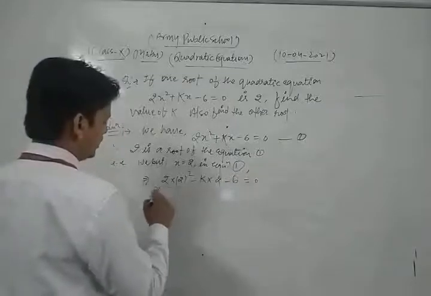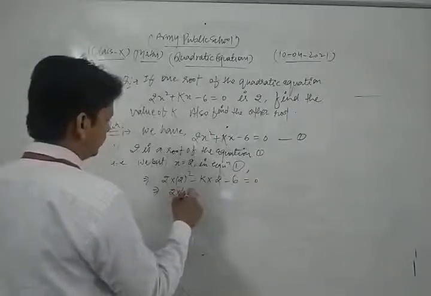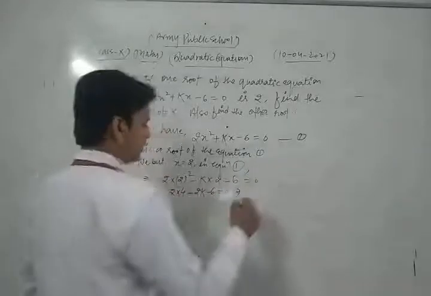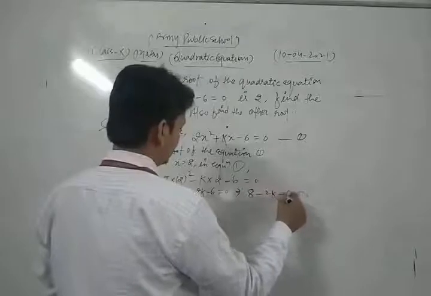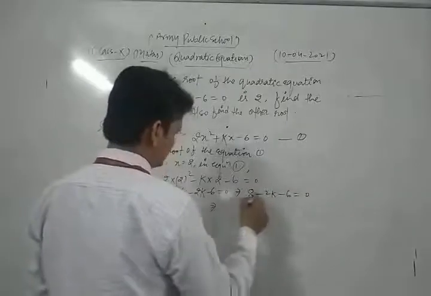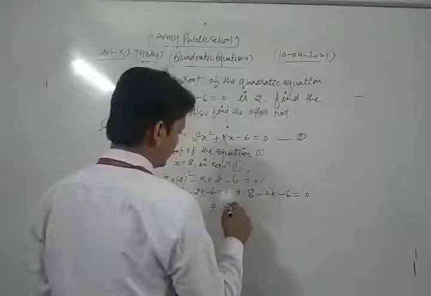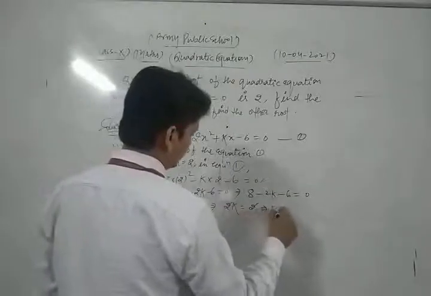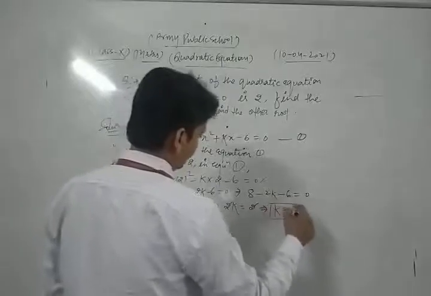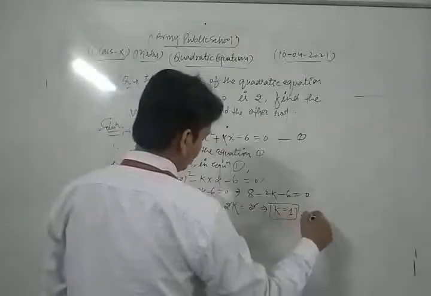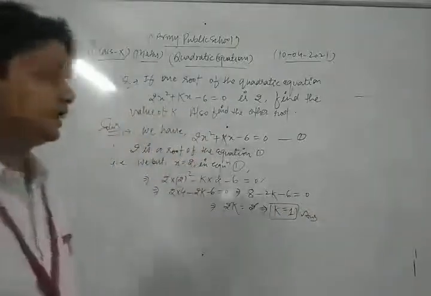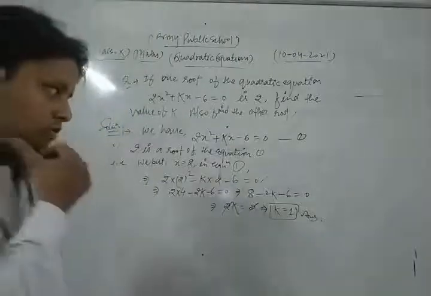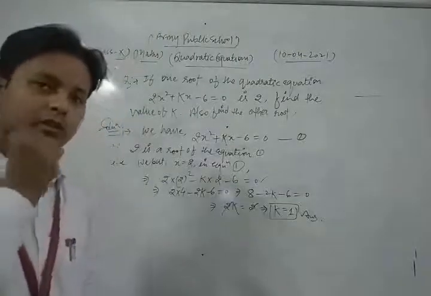So we get 2 into 2 is 4, 4 into 2 is 8, minus 2k minus 6 is equal to 0. So we get minus 2k on the other side: 2k is equal to 8 minus 6, that is 2. 2 cancels 2, so the value of k is 1. Thus, students, in this way we find the value of k as 1.